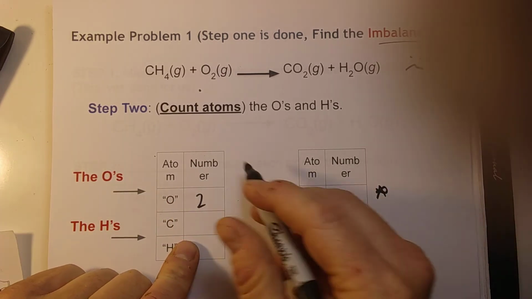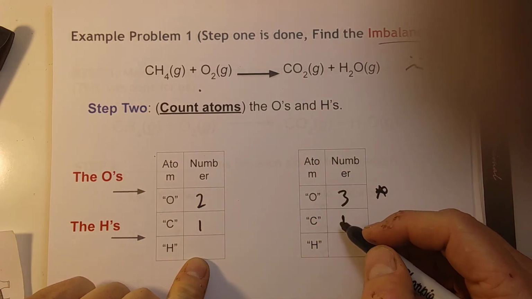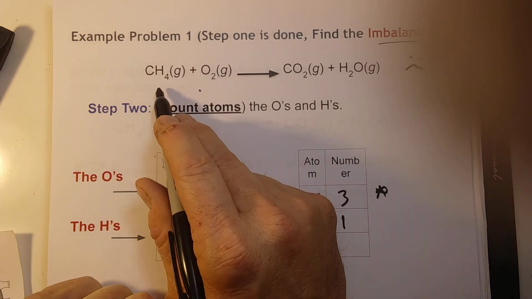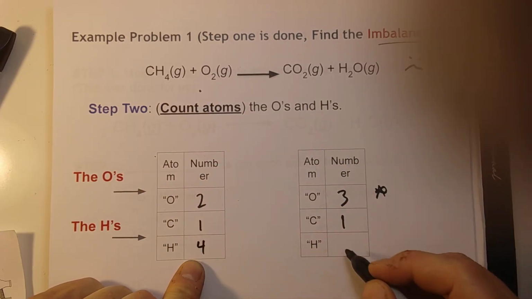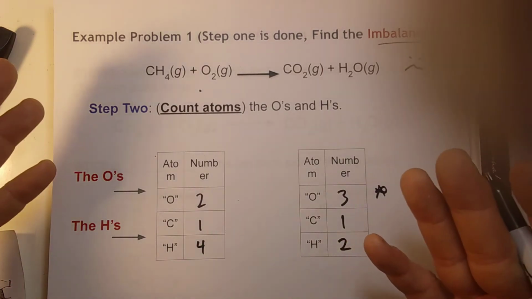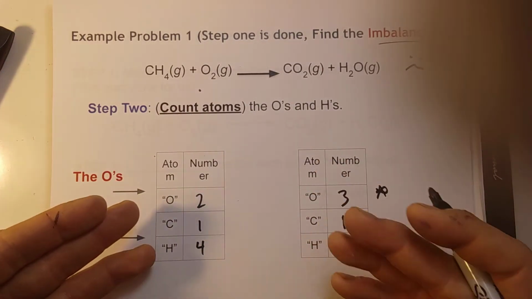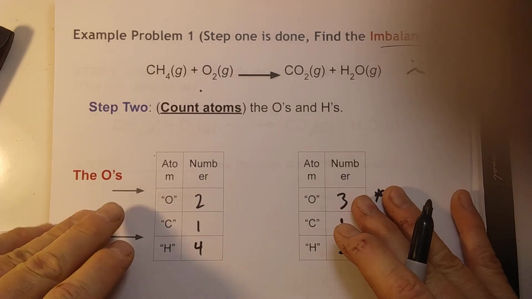and say, oh, I got to come back to that possibly. Number of carbons on this side is 1. Number of carbons on this side is 1, so that's looking good. And the number of H's, looks like we have another problem. It's 4 on this side, and we have 2 on this side. So there you go. That's your step 2. First part is just to see where is the problem. It's on the oxygens and the hydrogens.